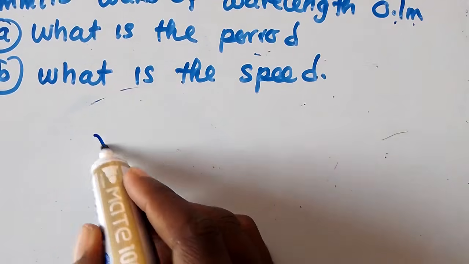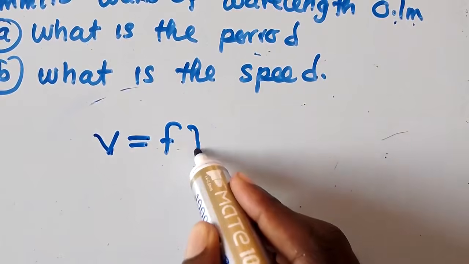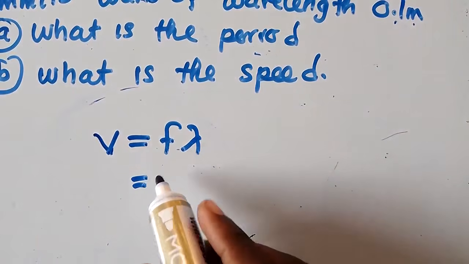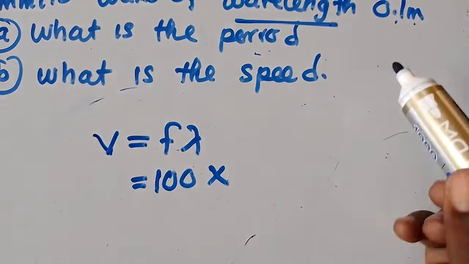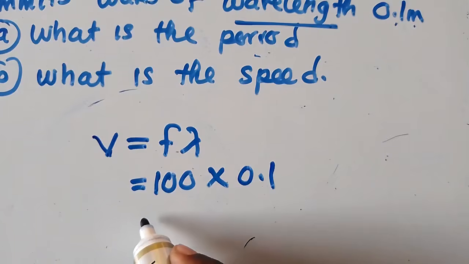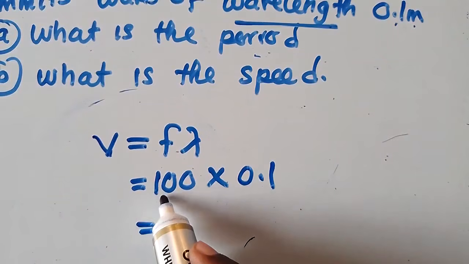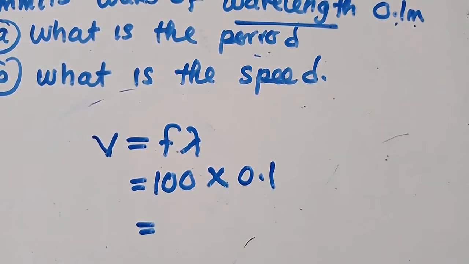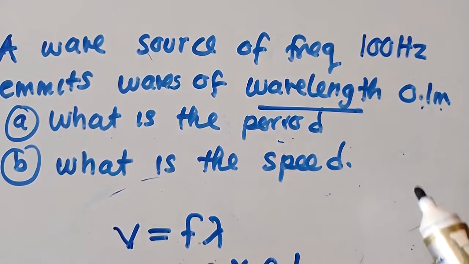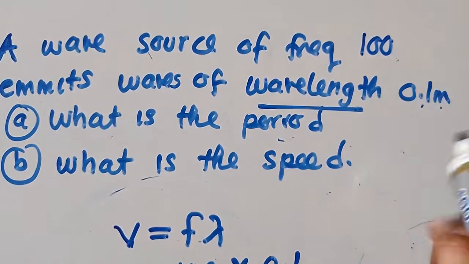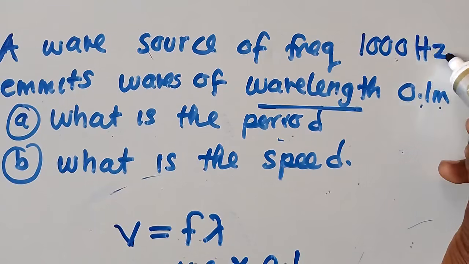And I told you the formula. Speed is equal to frequency times lambda, which is equal to 100 times, what is your lambda? We are given this wavelength of 0.1. So 100 times 0.1, what are you going to get? Actually, on this part here, this should be 1000. So it should be 1000 hertz, like that.